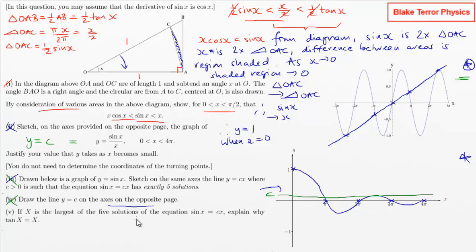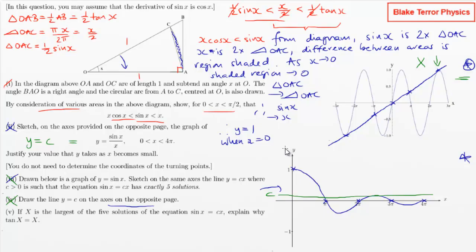Okay, right, I'm liking this so far. If capital X is the largest of the 5 solutions to the equation sine x equals cx. So we're saying that this coordinate here, this x coordinate, is capital X. Explain why tan x equals x.